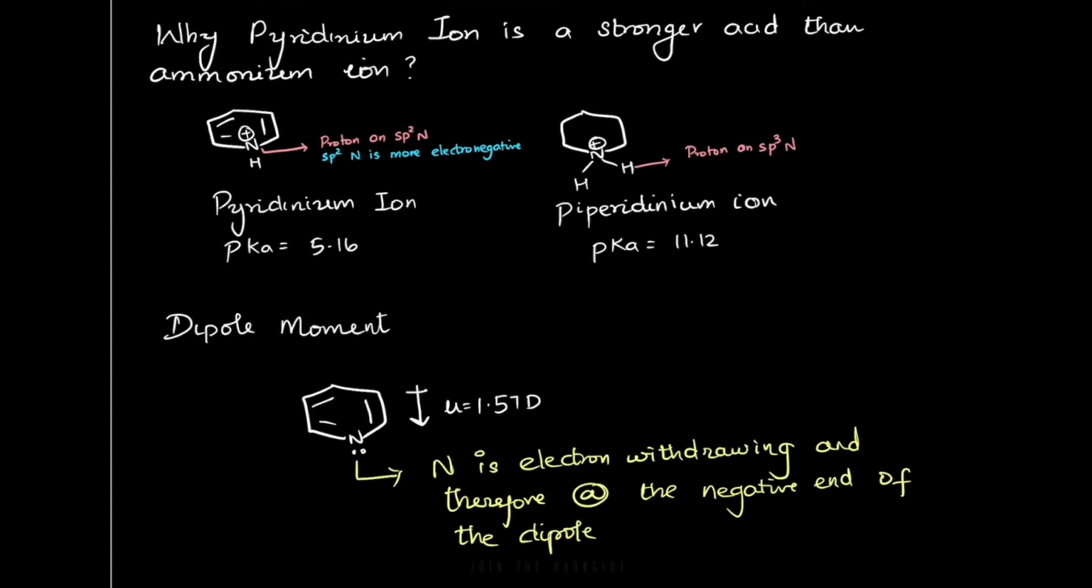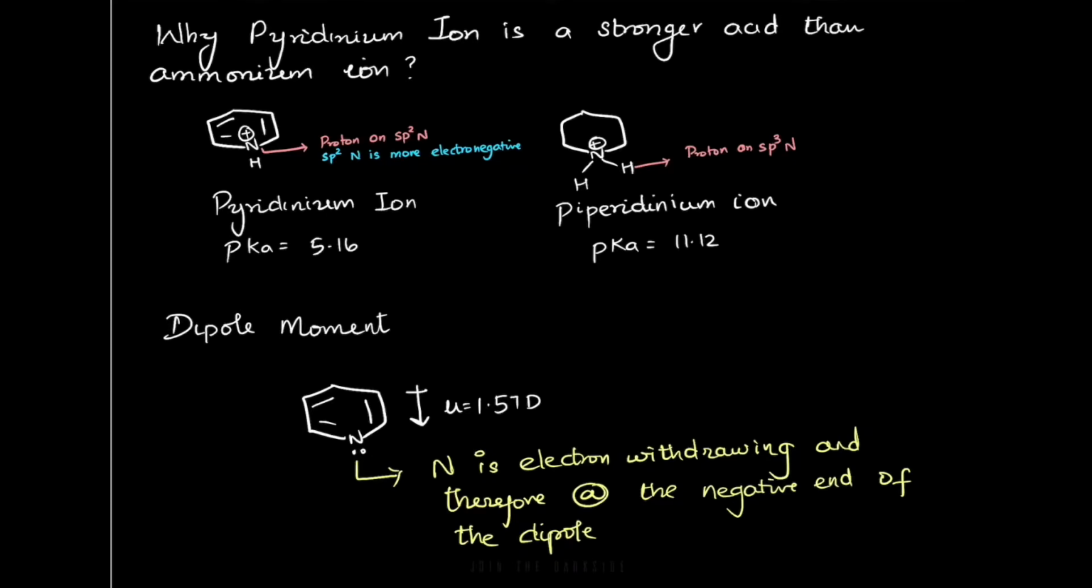So let's answer this question. Why is the pyridinium ion a stronger acid than the ammonium ion? Here we have two structures. The first one is the pyridinium ion, where you can see that the hydrogen is attached to the pyridine. And the next one is the saturated amine of the pyridine. So which one is going to be more acidic?